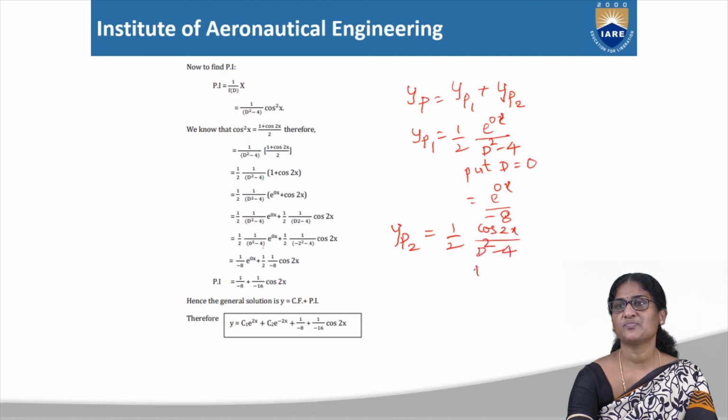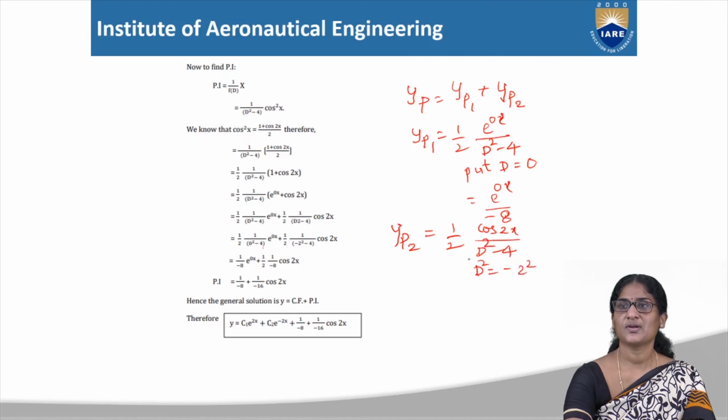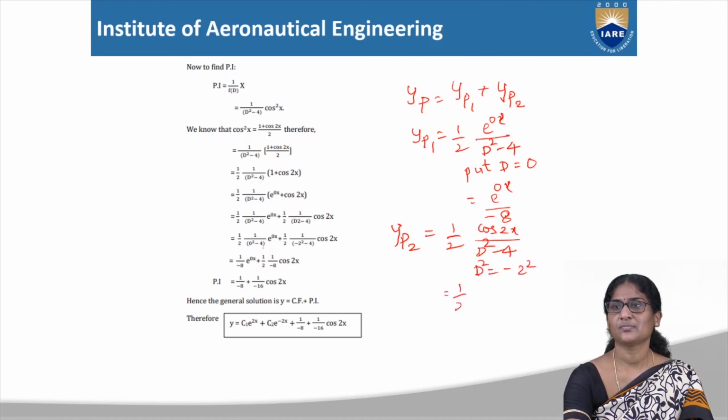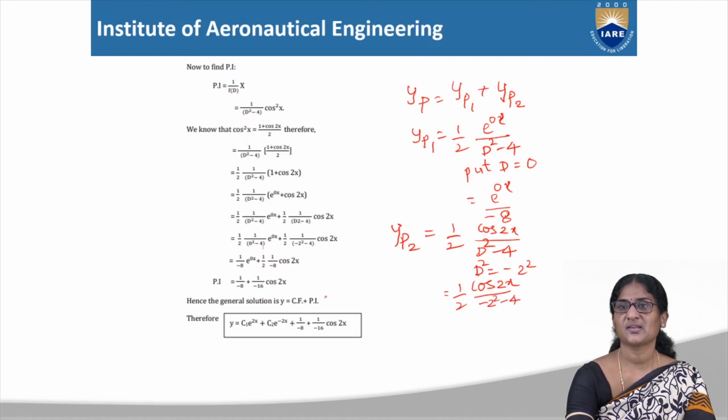So what is the procedure? Put D square is equal to minus 2 square. So what are you going to get? 1 by 2 cos 2x by (minus 2 square minus 4), which is nothing but minus 1 by 16 cos 2x.